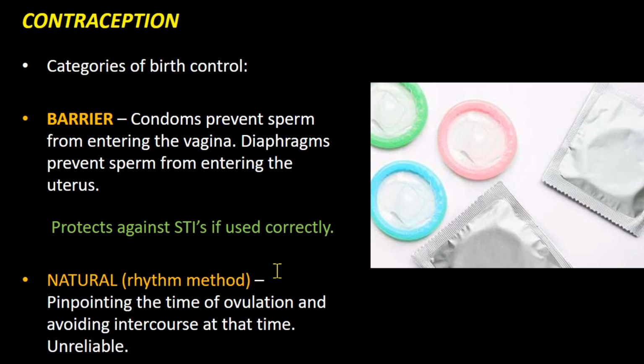Next, we have the natural method or the rhythm method, and basically this is where the girl or the woman would pinpoint the time of ovulation and avoid intercourse at this time. This is highly unreliable because the menstrual cycle is subjected to change based on environment, based on diet, based on physical activity, based on stress. So this is quite unreliable, and typically there's a high failure rate in this.